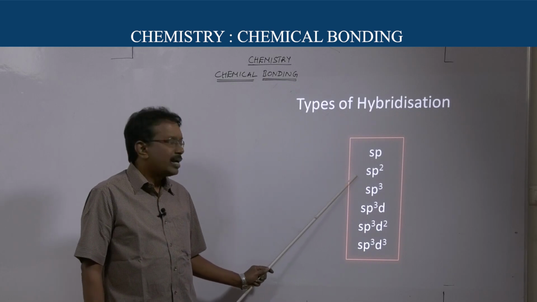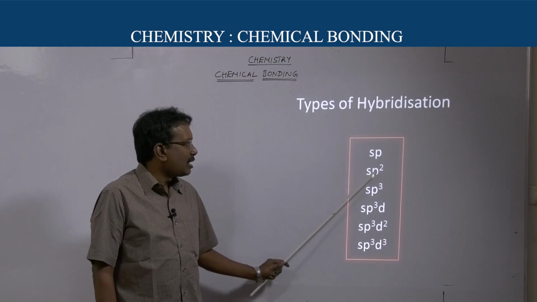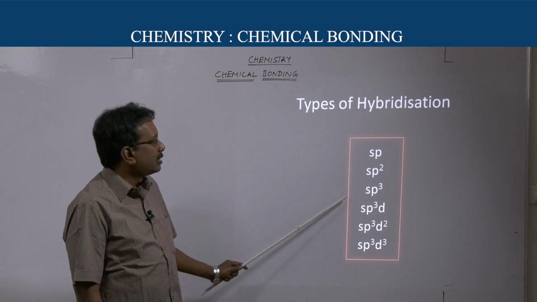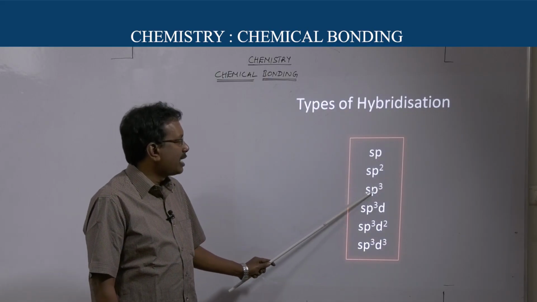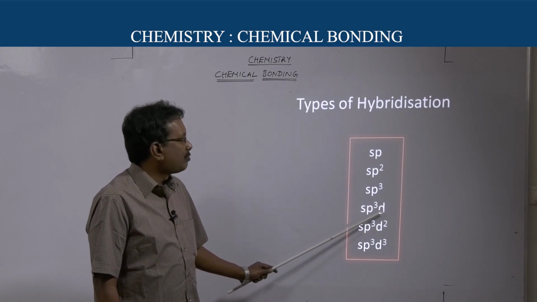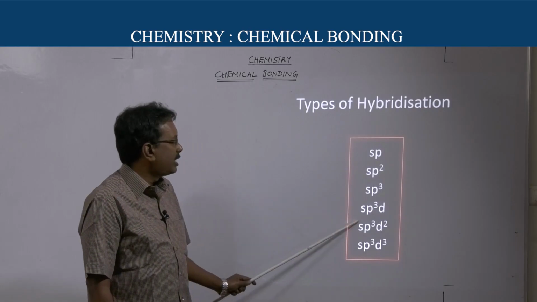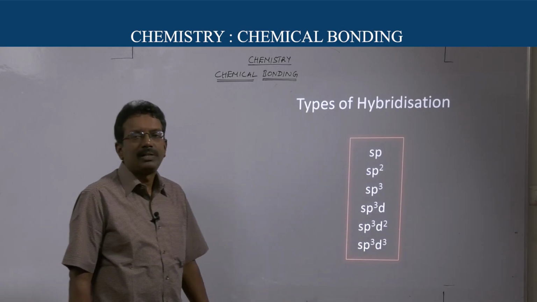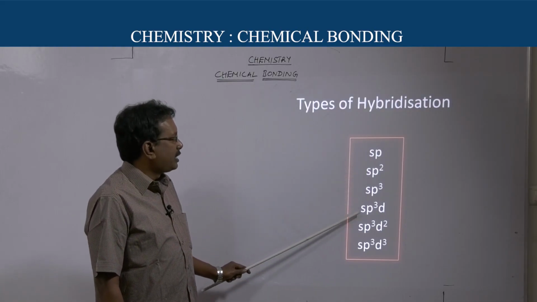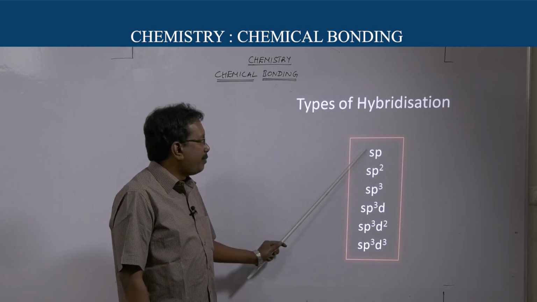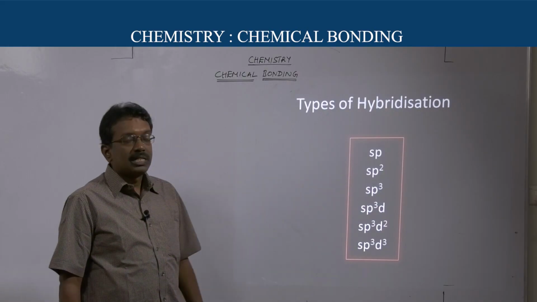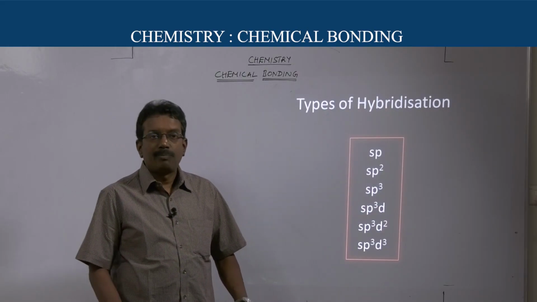What is the meaning of sp2 hybridization? Mixing of one s orbital and 2 p orbitals, thereby forming 3 sp2 hybrid orbitals. Like that, intermixing of one s orbital and 3 p orbitals leads to 4 sp3 hybrid orbitals, and 1 s, 3 p and 1 d gives 5 hybrid orbitals, here 6 hybrid orbitals, here 7 hybrid orbitals. So sp, sp2, sp3 and sp3d, sp3d2 and sp3d3, and depending on this we are getting shapes for the molecule also.